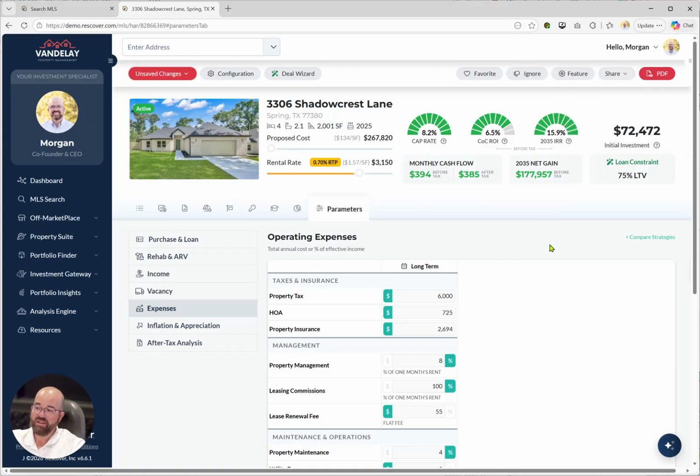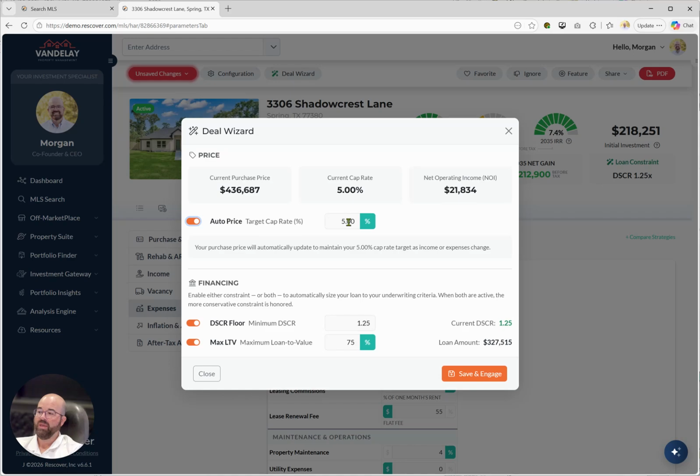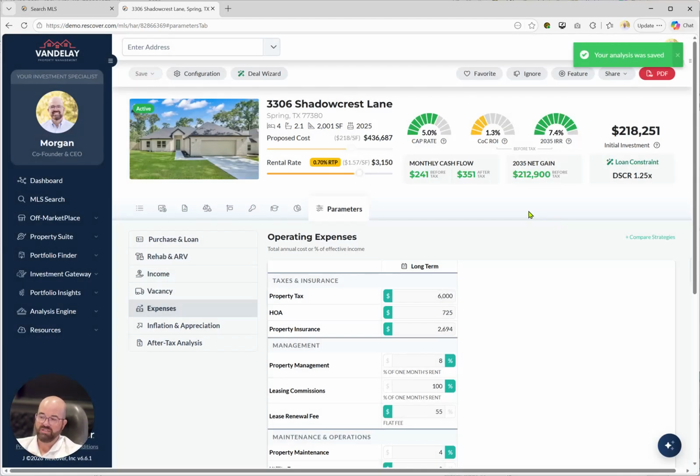So this is a pretty neat tool that you can use if you're analyzing properties and not wanting to have to continuously go back and edit the purchase price, or not wanting to have to continuously go back and edit the loan amount. If you decide that the market cap rate for an area is 5% or 8%, what have you, then type that in right here, turn on auto price, and whatever your underwriting guidelines are from your lender, you can put those in right here, and Riscover will be sure to tailor the deal to match what you've been offered.